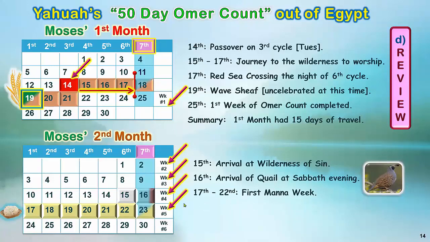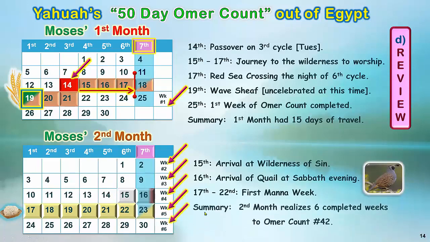Remember, you're going to eat quail at night, and in the morning, you're going to have manna. Well, this is when it came. There's the manna. There's your week when they were tested to see if they could follow Yahuwah's will. And there is the seventh day Sabbath when they gathered no manna. In the summary, the second month realizes 6 completed weeks to the Omer count number 42. 6 completed weeks.